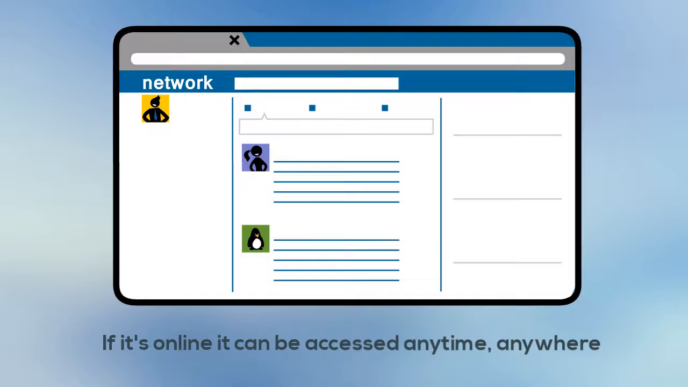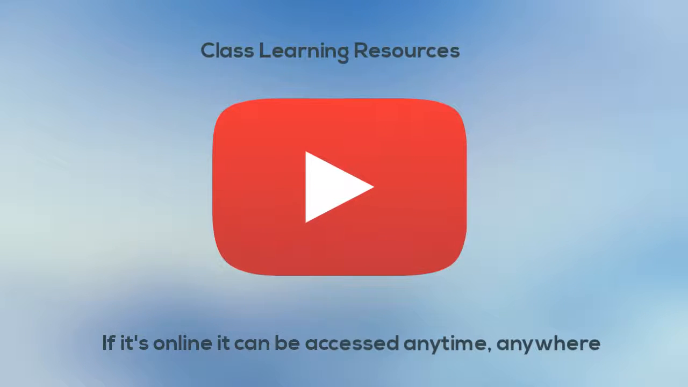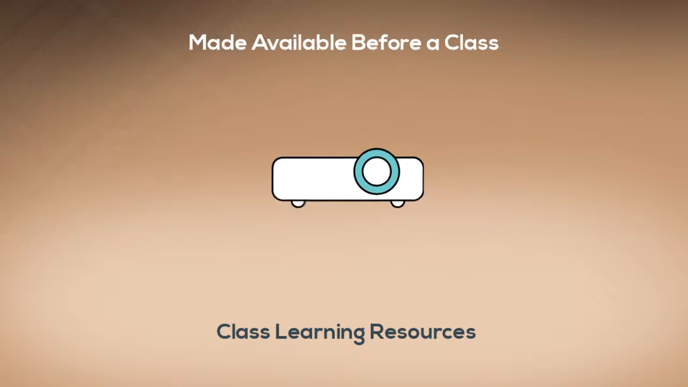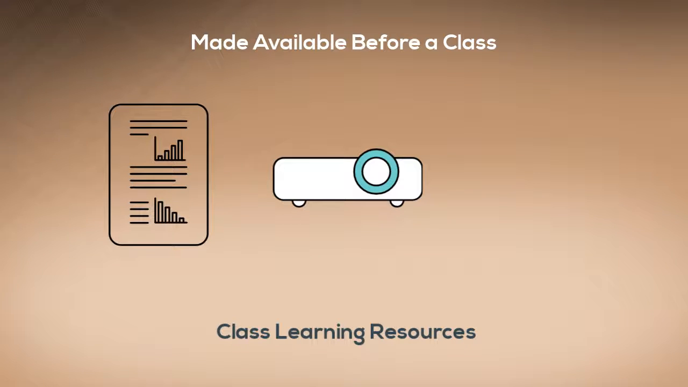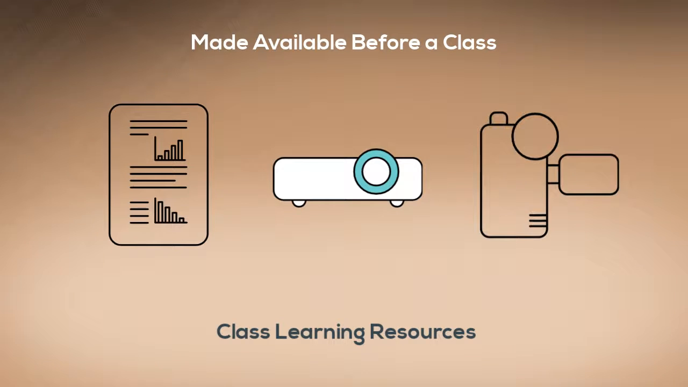Obviously, as with most information, if this is online, it will be easier for any students to get at the information at any time from anywhere. Another way that education technology can easily support inclusivity is through the availability of class learning resources. These could be copies of annotated slides or other text-based supporting information. Alternatively, videos or other learning objects could be made available, ideally before a class.